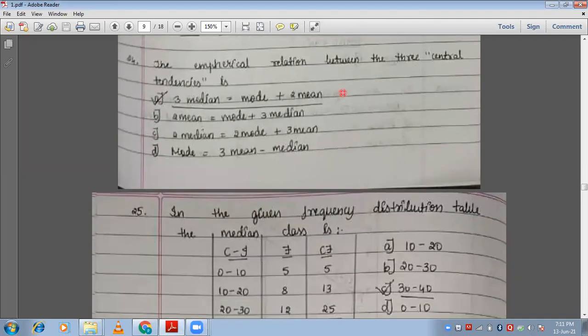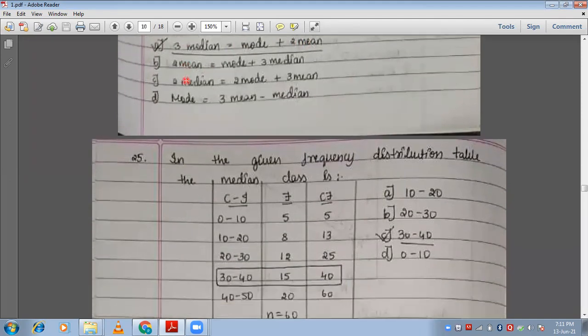The empirical relation between the 3 central tendencies is dash. Yes, we know the relationship: 3 median equals mode plus 2 mean. So option A is correct.